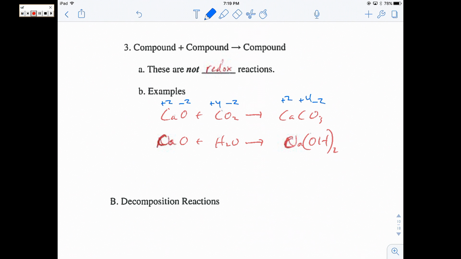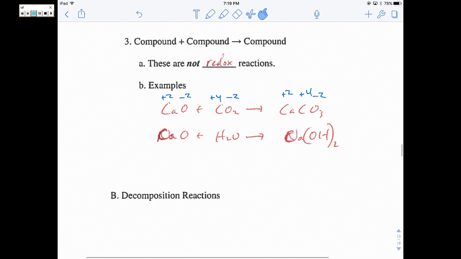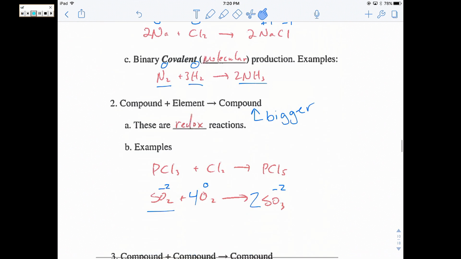So even though the reaction happened, even though we broke the bonds in the compounds on the left and reformed in a new compound on the right, electrons were not actually gained or lost by any given element. So that's our first one. So first we've got combination reactions.